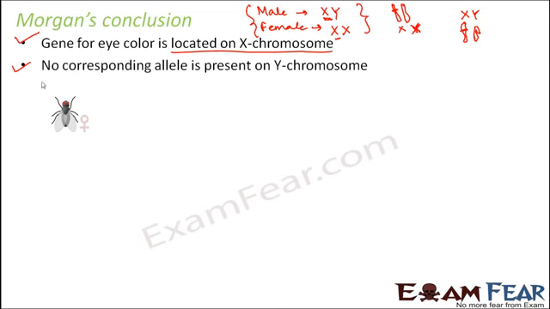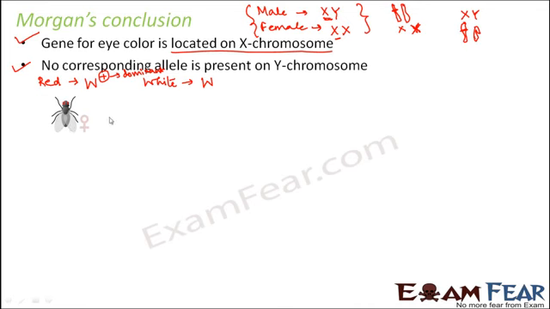Now before that, let me tell you that red eye color is dominant and white eye color is recessive. So how do we denote them? For red eye color, we denote it as W with a plus sign, and white is denoted as W. So this plus sign is used to denote the dominant trait. So this is the notation which we will be following here.